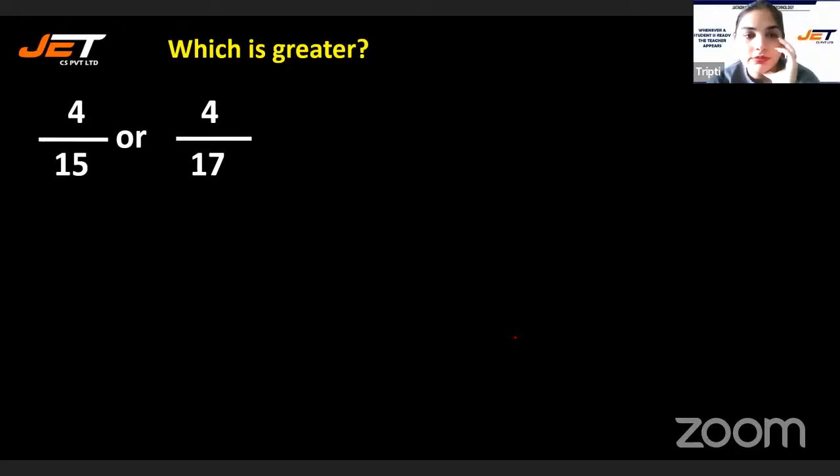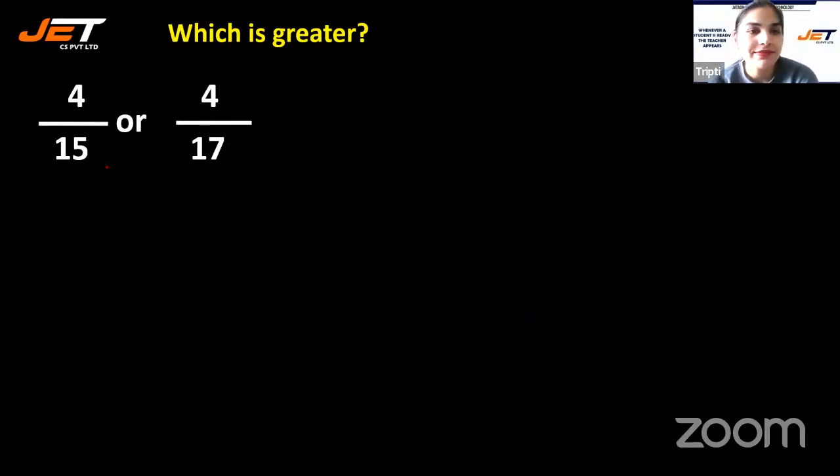When the numerators are same, greater the denominator, smaller is the fraction. Smaller the denominator, greater is the fraction. So here, what we have to do, 4 by 15 or 4 by 17, 15 is smaller than 17. That means 4 by 15 is the greater fraction. I can say that greater one is 4 by 15.